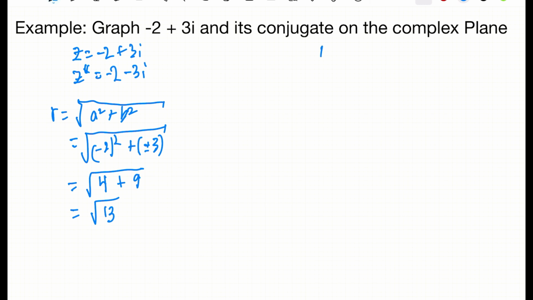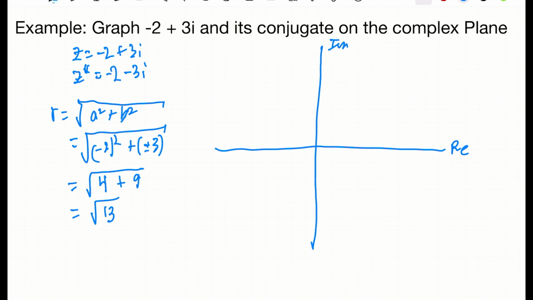Now let's plot this on the complex plane. Here's our real line, and the imaginary axis. 1, 2, 3, 4, 5 on each side. So there's some tick marks to help us work with.